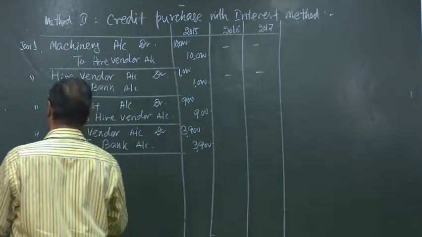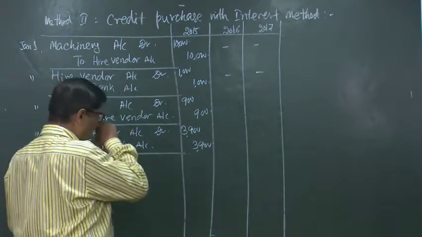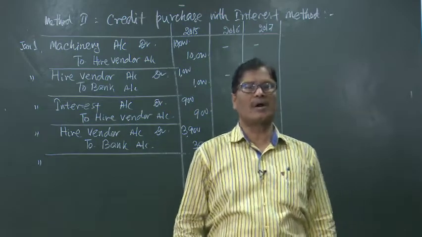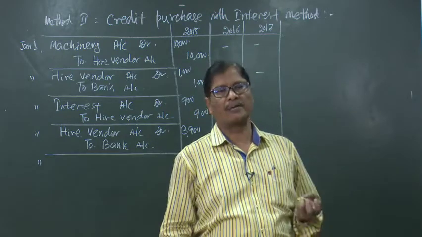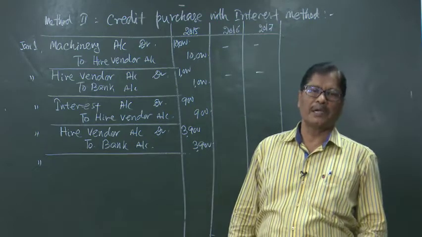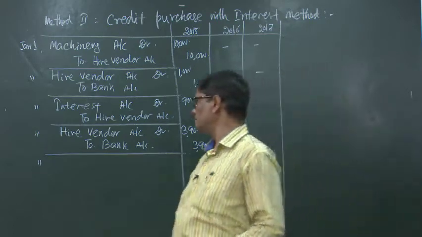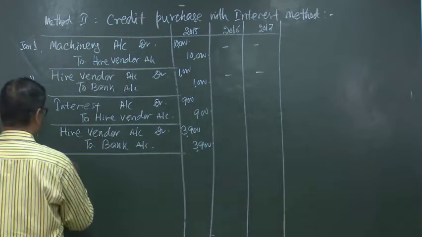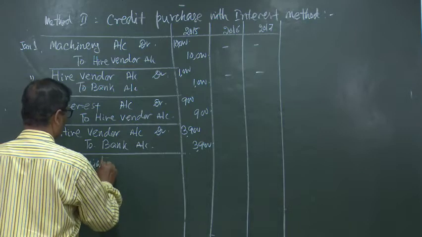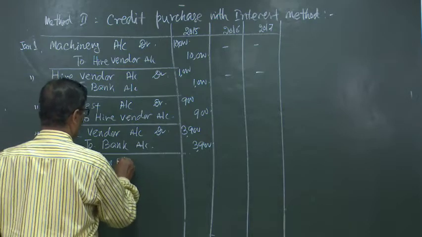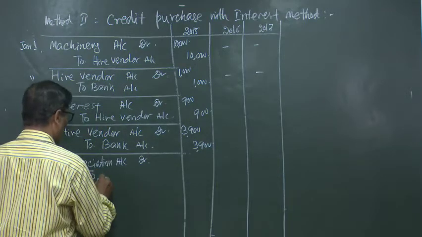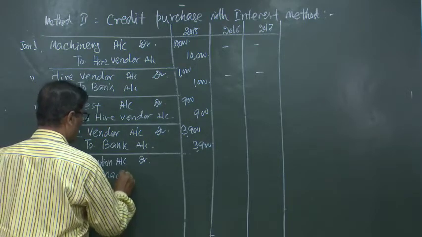So, for depreciation, what will be the entry? Depreciation, being a nominal account, will be debited, and what will be reduced? The asset account will be reduced. The asset here is the machinery. So, the entry will be depreciation account debited to machinery account.